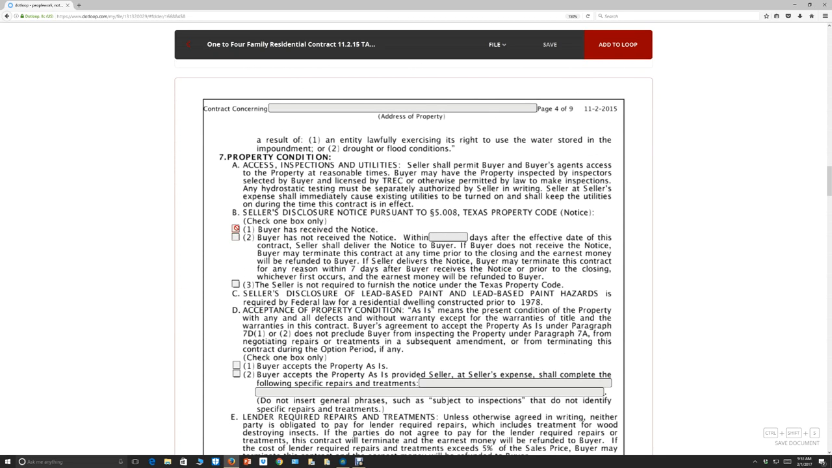Then in 7B, seller's disclosure notice. Either the buyer has received the notice, which is very common, or the buyer has not received the notice and wants to receive it. You want to be sure that your buyer receives the seller's disclosure notice before conducting an inspection. So you only want to put 1 or 2 days here. If they can't give you the seller's disclosure notice within 1 or 2 days, then you want a very long option period, a 10-day, 12-day option period, because you want the seller's disclosure notice prior to conducting an inspection. All right?